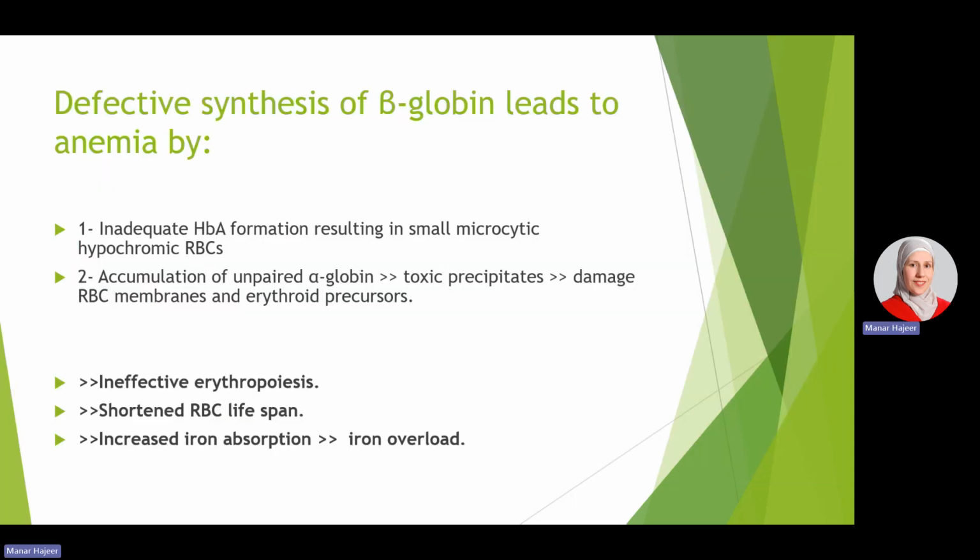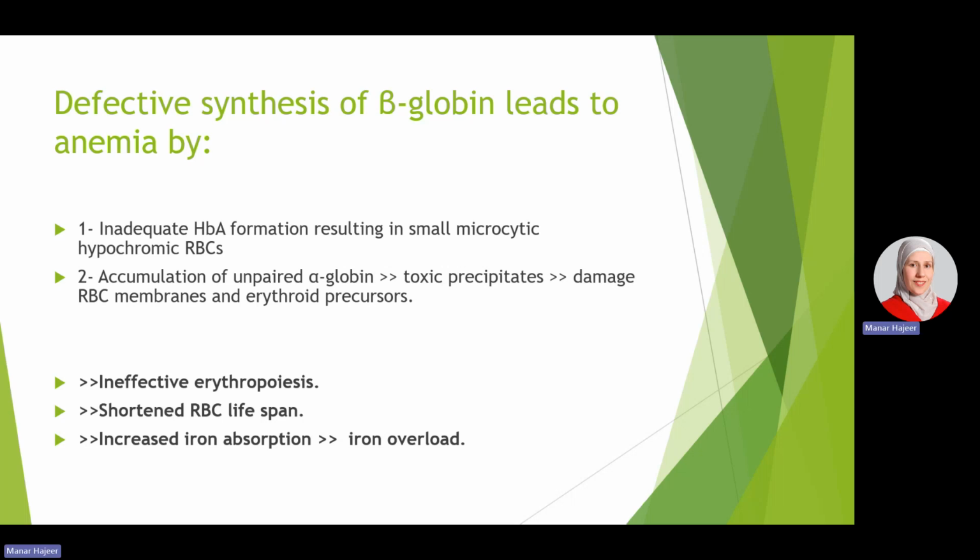The defective synthesis of beta globin by the mutated beta globin gene leads to anemia by inadequate hemoglobin A formation, the adult type hemoglobin, resulting in small, microcytic, hypochromic red blood cells, small size reflected by low MCV in the complete blood count, and decreased size and increased central pallor reflected in the peripheral blood smear.